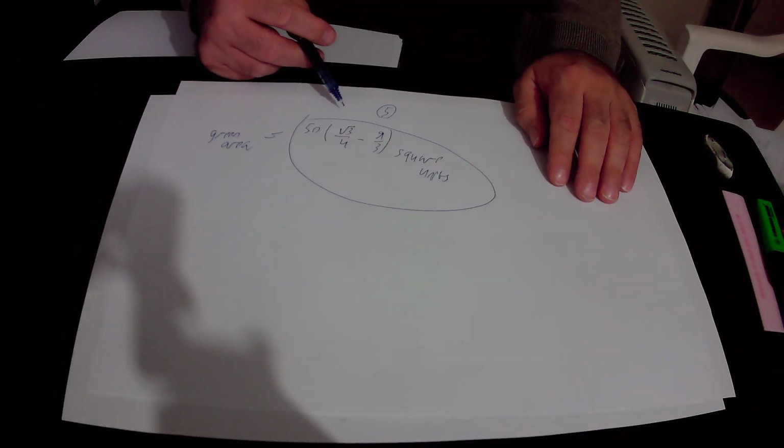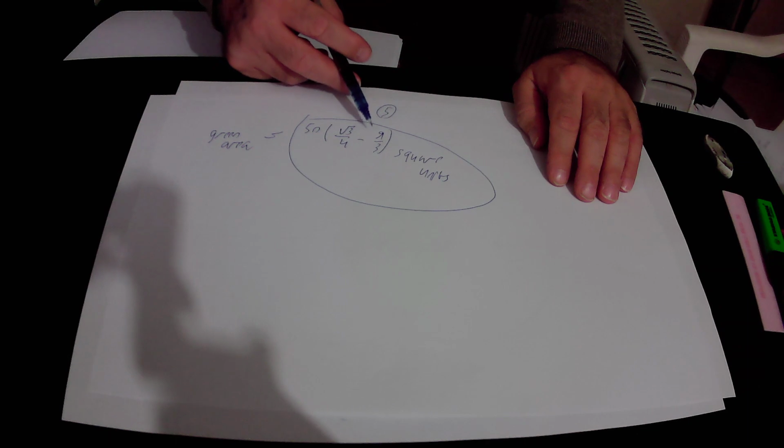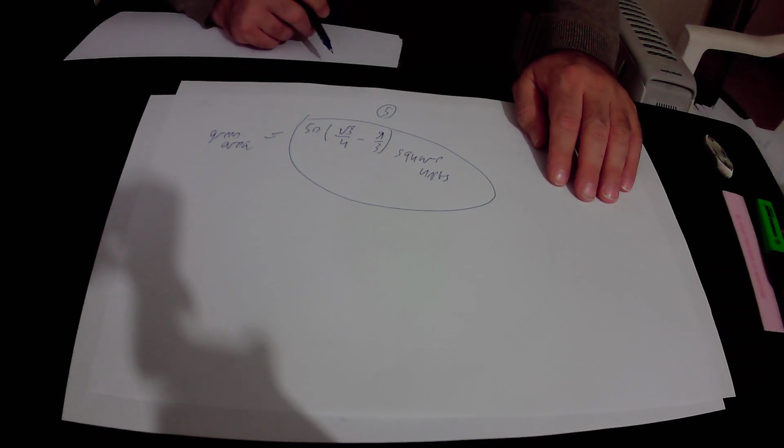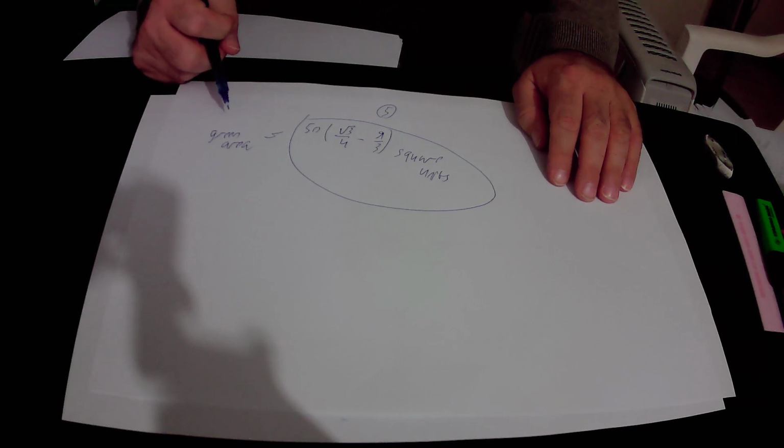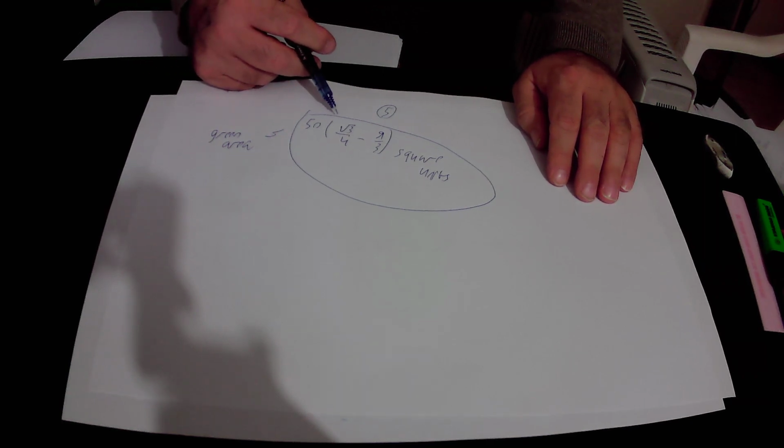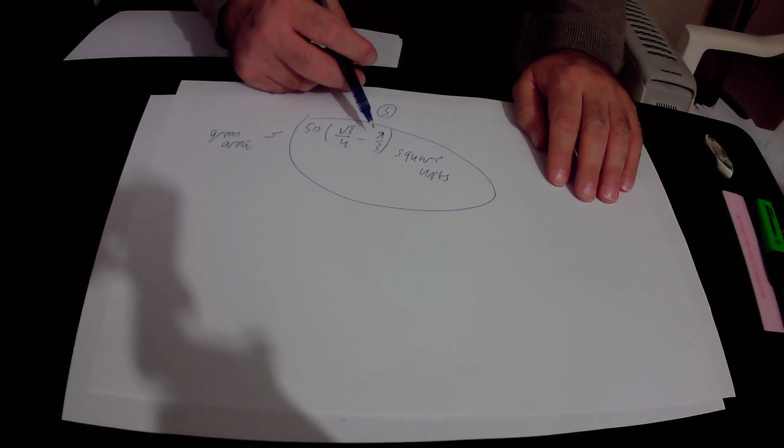So the green area equals 50 times (pi over 3 minus square root of 3 over 4) square units. So in both methods we got that the green area equals 50 times (pi over 3 minus square root of 3 over 4) square units.